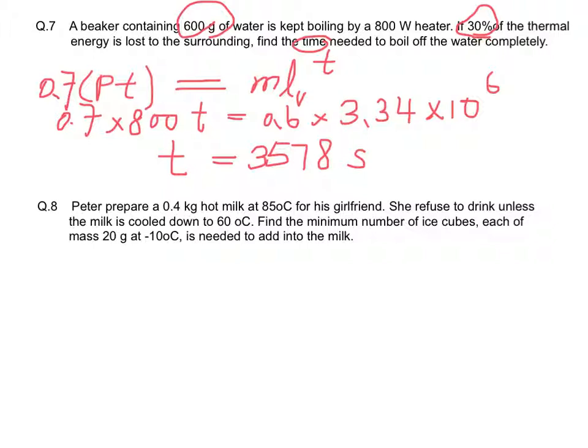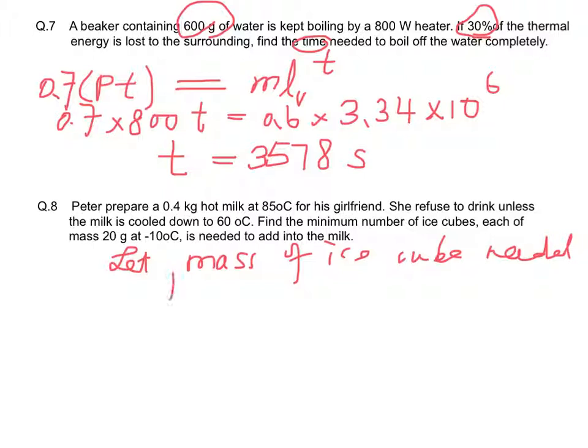Question number 8. Peter prepared 0.4 kg hot milk at 85 degrees Celsius for his girlfriend. She refused to drink unless the milk is cooled down to 60 degrees Celsius. Find the minimum number of ice cubes, each of mass 20 grams, at -10 degrees Celsius that is needed to add into the milk. First, let the mass of the ice cube be m.